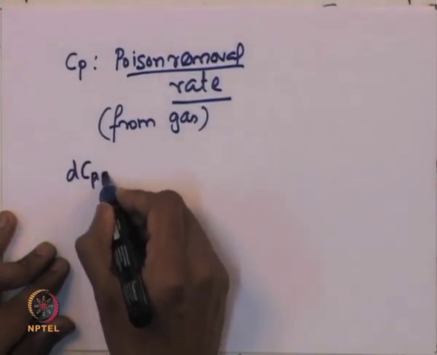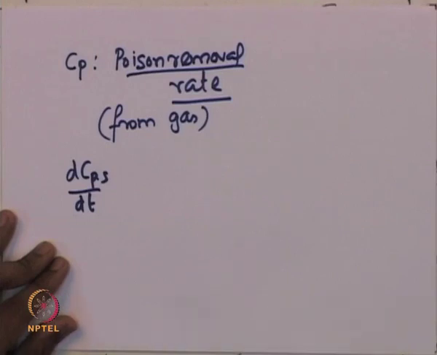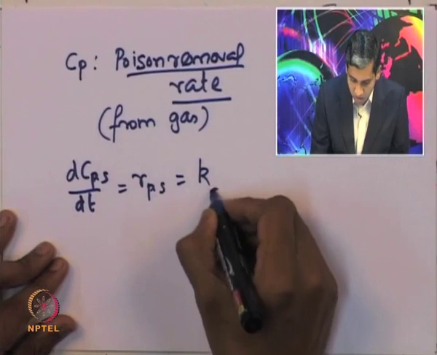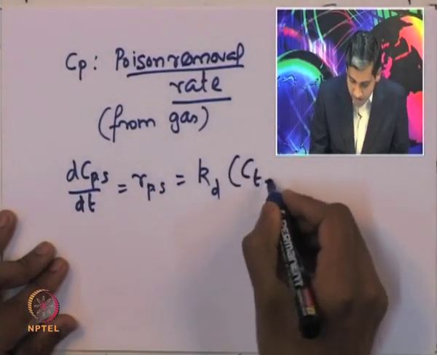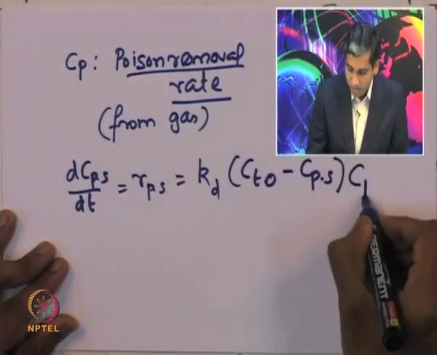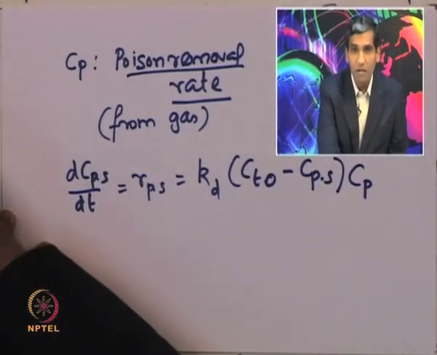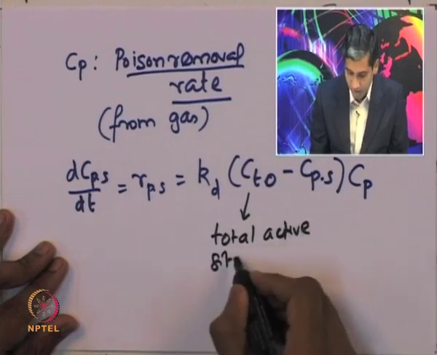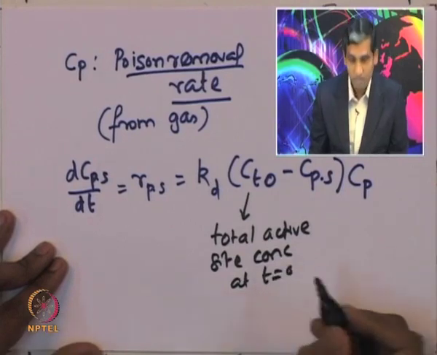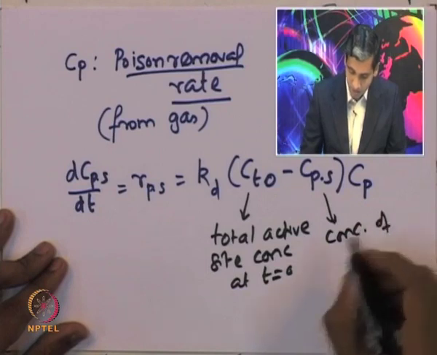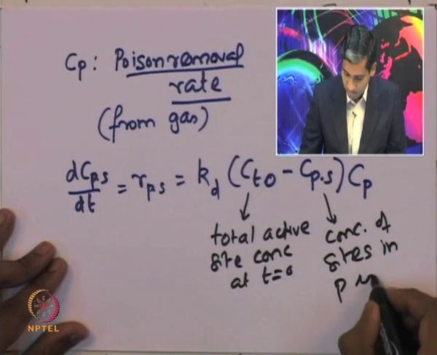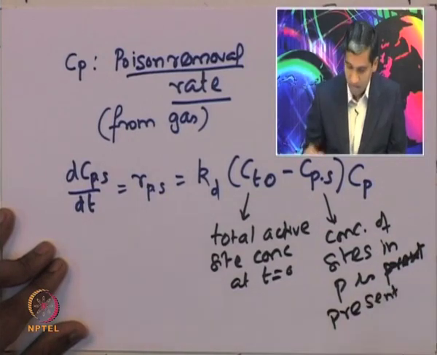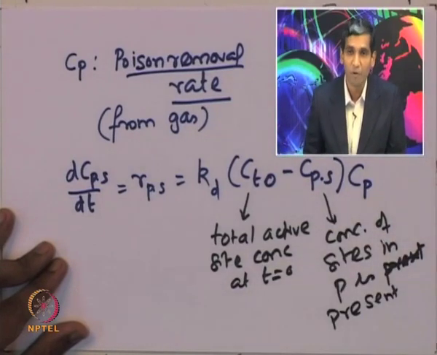So dC_P·S by dt, which is basically the rate of change of the concentration of the poisoned active sites, is equal to r_P·S, and that's equal to the specific reaction constant multiplied by (C_t0 minus C_P·S) into C_P. So this C_t0 is the total active site concentration at t equal to 0, and C_P·S is the concentration of sites in which P is present, that is, P is adsorbed onto that surface, and C_P is the corresponding gas phase concentration.